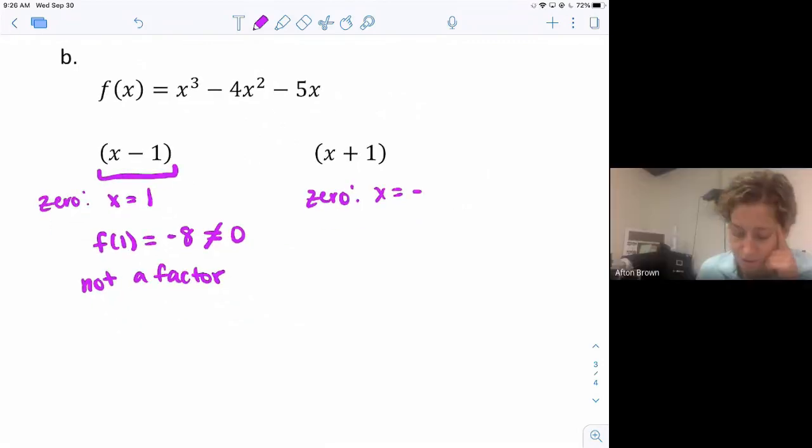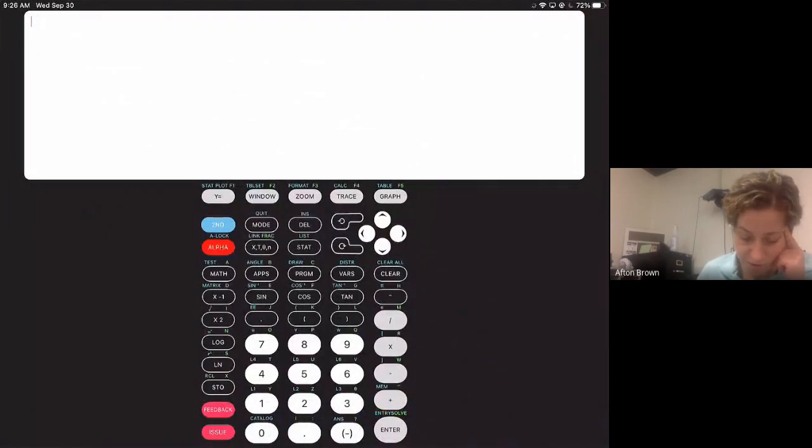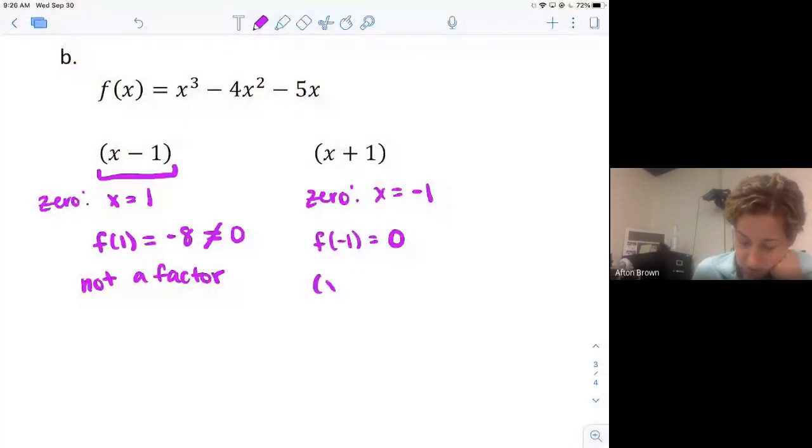-1, perfect. So then on our calculator, we're going to plug in -1. So I go back here, we do alpha trace, select y1, and this time we put a -1 in the parentheses. And we kind of celebrate, or at least I do, whenever I get a 0, because that means that this is a factor. So on my paper, I can say this equals 0, so x plus 1 is a factor.